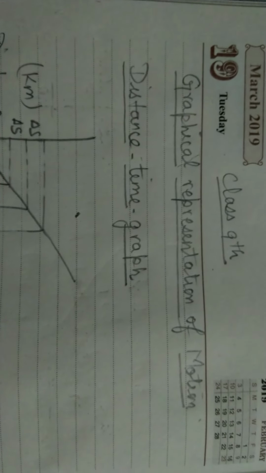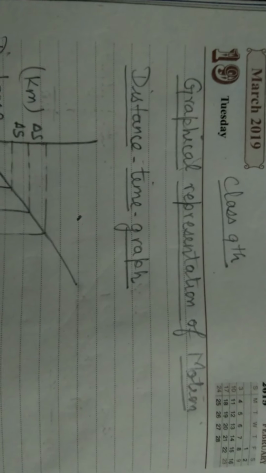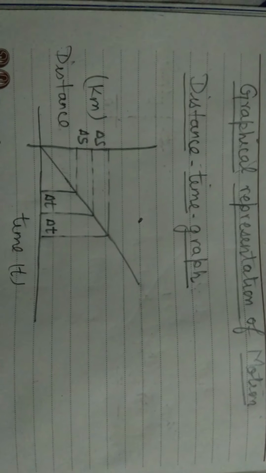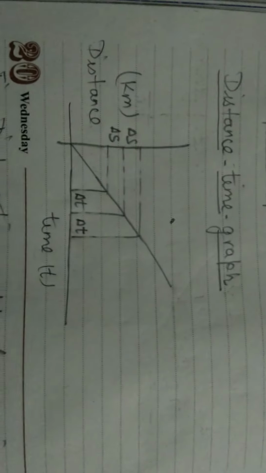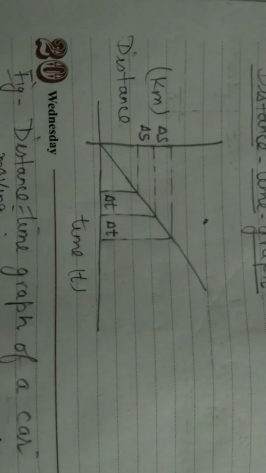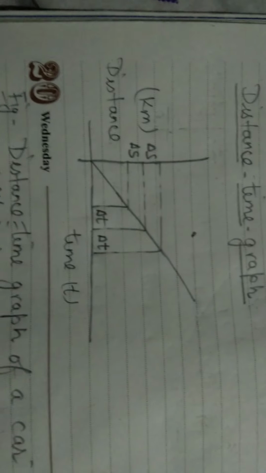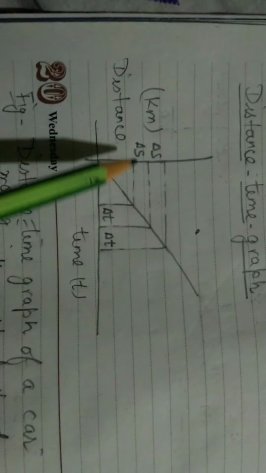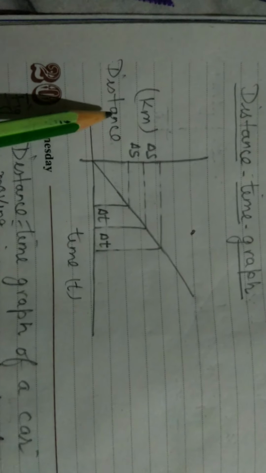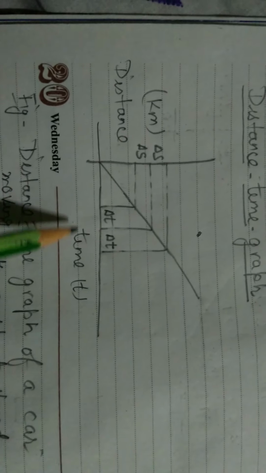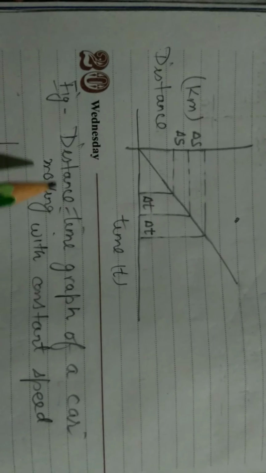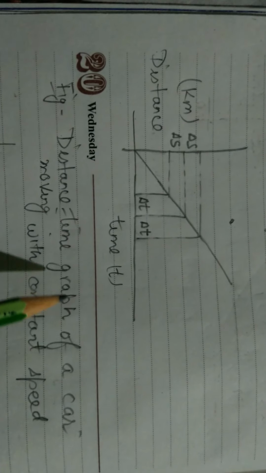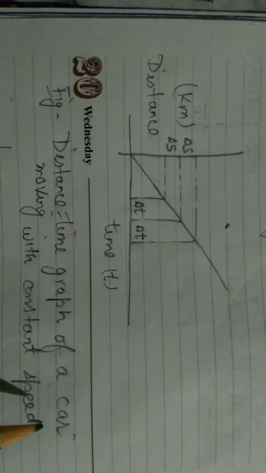Today we will study graphical representation of motion. So what we are doing here is, in the first case, we are plotting distance with time. On the vertical axis here we are showing the distance in kilometers, and on the horizontal axis we are showing time. So this is a distance-time graph of a car moving with a constant speed.